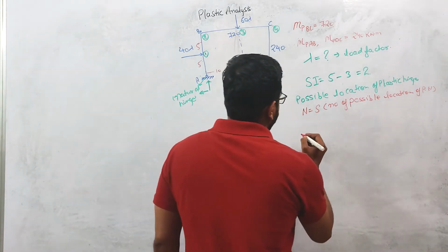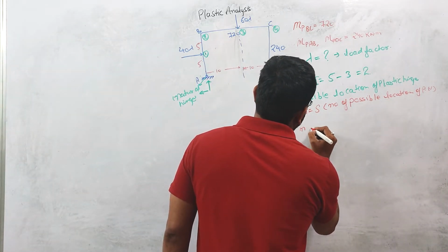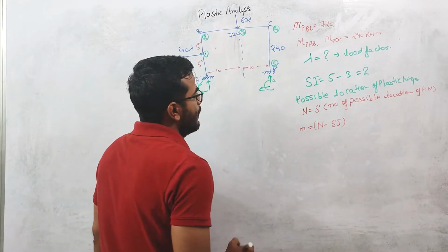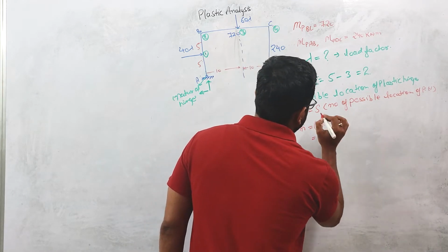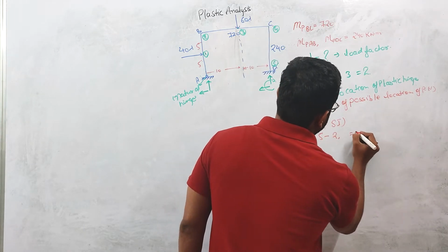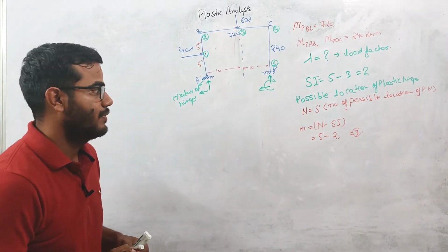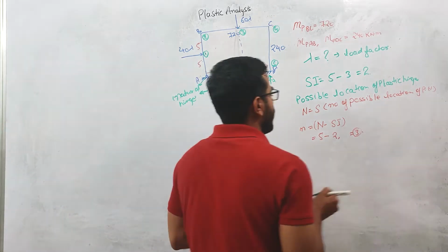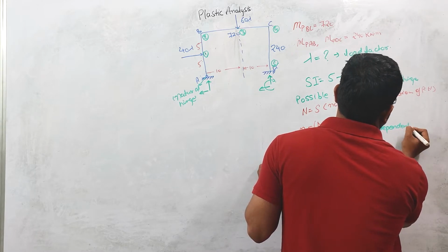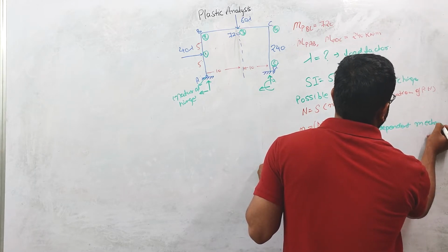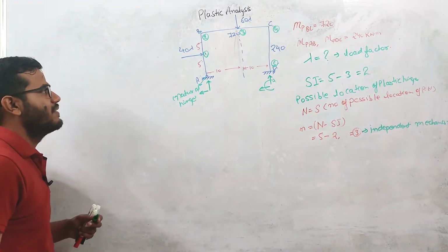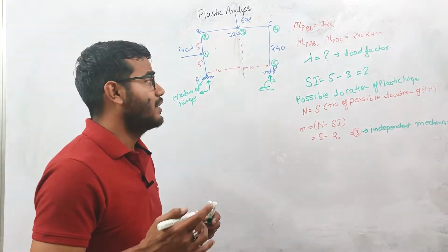Now the number of independent mechanisms will be equal to n minus the static indeterminacy, right? So the number of independent mechanisms will be, the number of possible locations of plastic hinges is 5, and static indeterminacy is 2. So basically we will be having 3 independent mechanisms. Okay, so what will be those 3 independent mechanisms? That we will be discussing now, right?